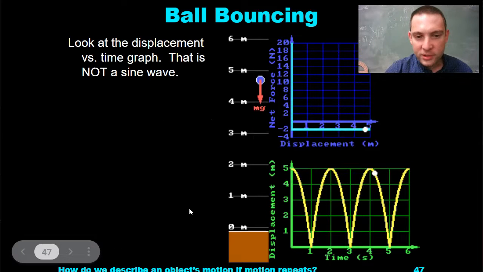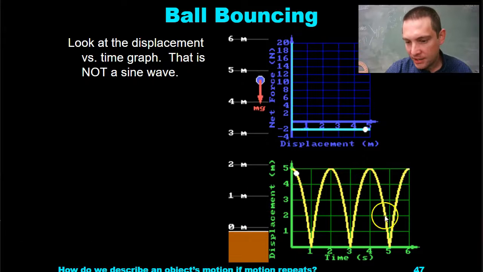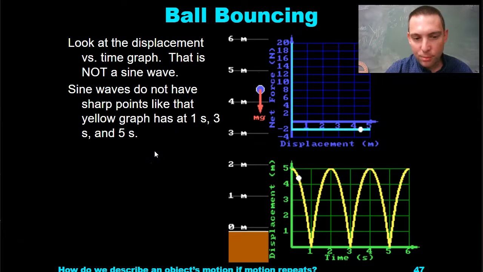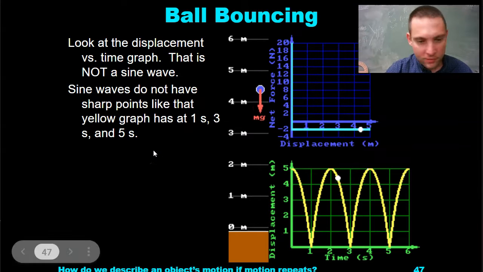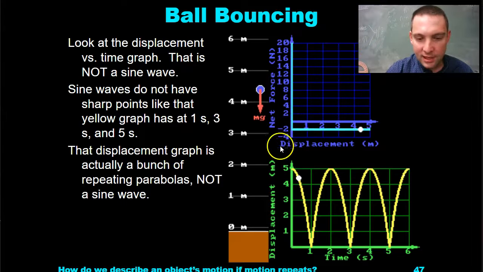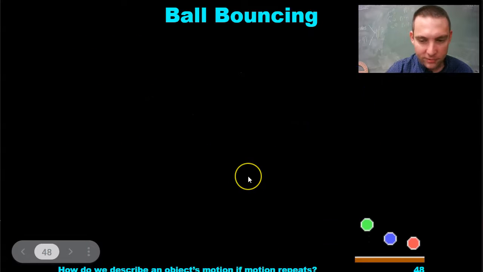Look at the displacement versus time graph. That is definitely not a sine wave. Sine waves do not have sharp points like that graph at 1, 3, and 5 seconds. The displacement graph is actually a bunch of repeating parabolas. It's not a sine wave.